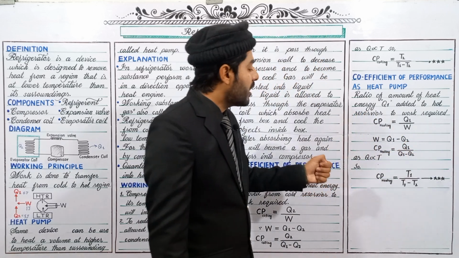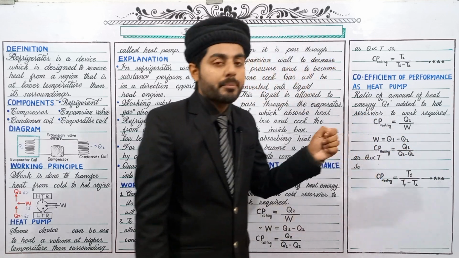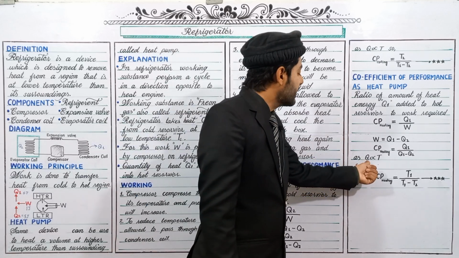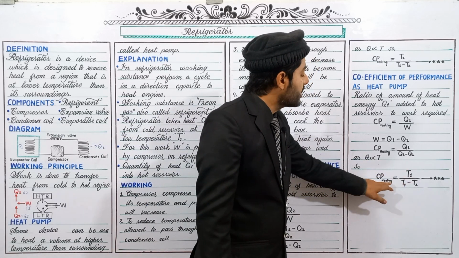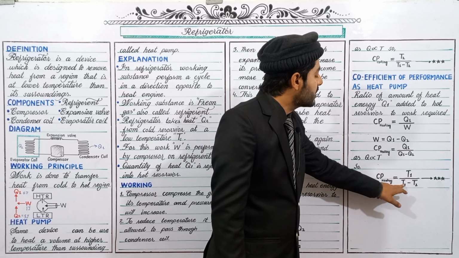Okay, now if we want to write it in terms of temperature, then we know that heat is directly proportional to the temperature, so we can replace Q by T. So CP heating is equal to T1 divided by T1 minus T2.